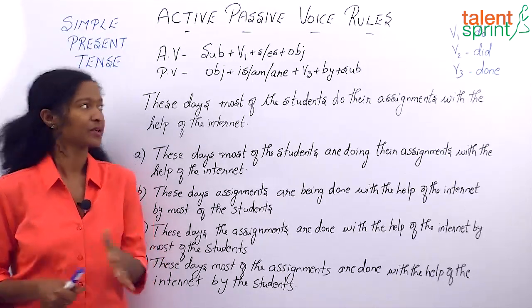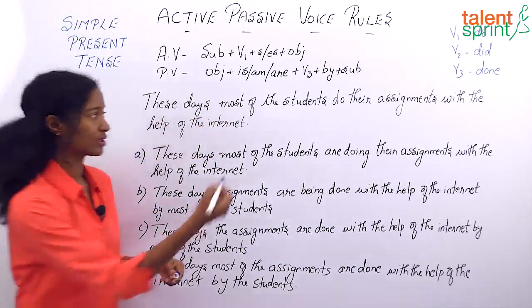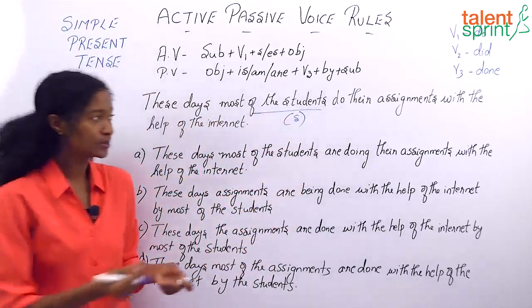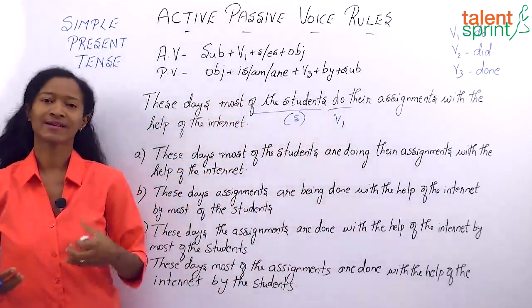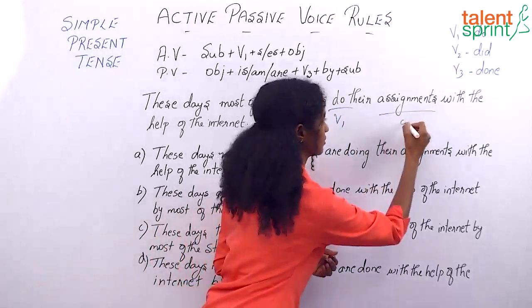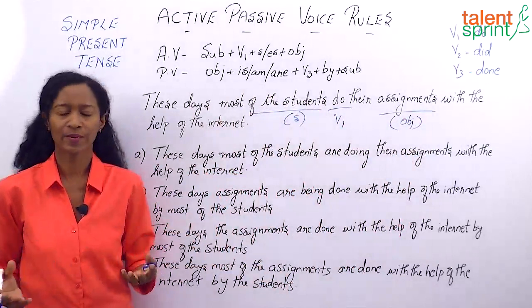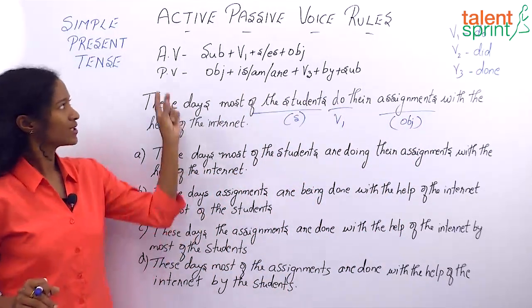Let's identify the subject. These days, who? Most of the students. So that's my subject, right? Do is my verb. Do what? Their assignments. That's the object, right? With the help of the internet is my prepositional phrase, additional information. Fine. So let's look at our structure.